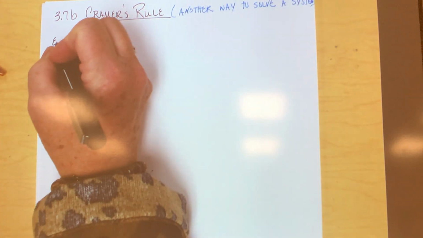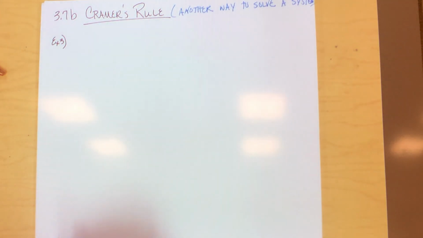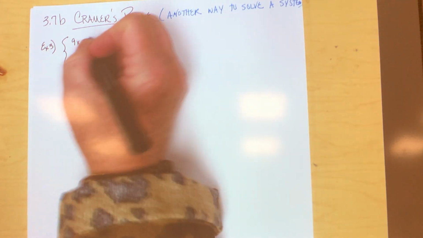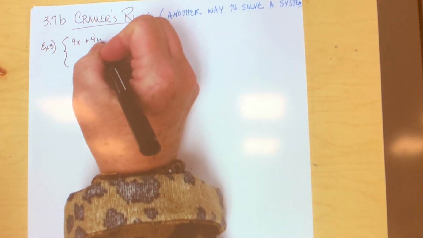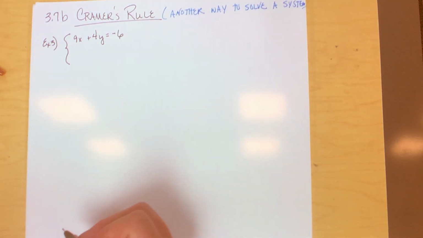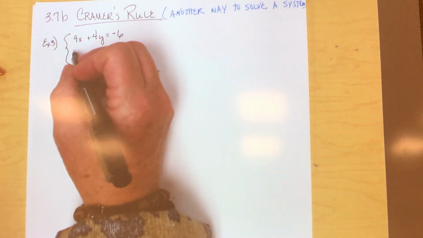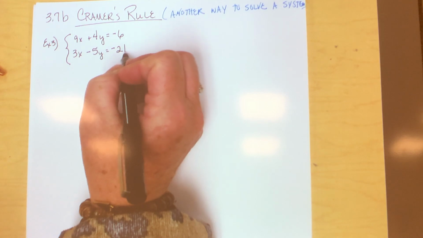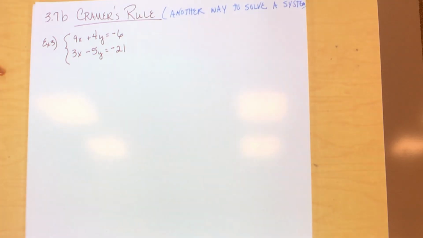So this is example 3 from that section, all right? My system that I'm going to give you is 9x plus 4y is equal to -6. And then 3x minus 5y is equal to -21. Okay, so here's my system. Now y'all listen to me. The book teaches you a formula. I'm not going to teach you a formula. I'm going to teach you a way to do it.